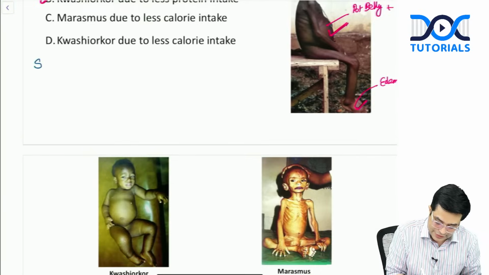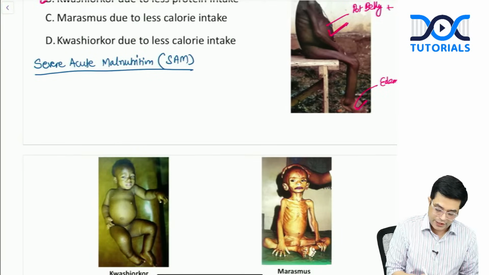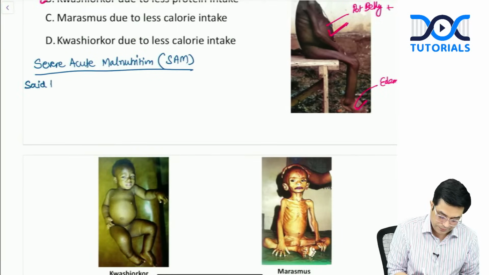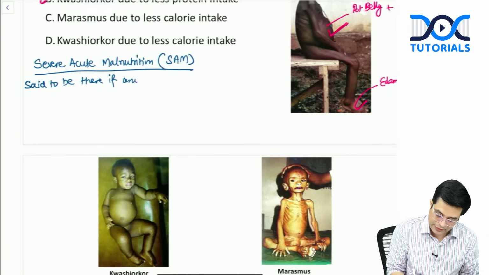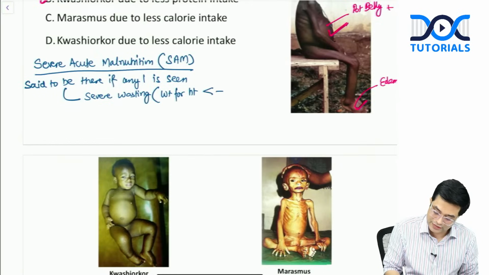So what is severe acute malnutrition? Severe acute malnutrition is called SAM in short, right? Severe acute malnutrition is said to be there if any one of the following is seen. First, if the child is having severe wasting. What is severe wasting? Weight for height below -3 standard deviation.